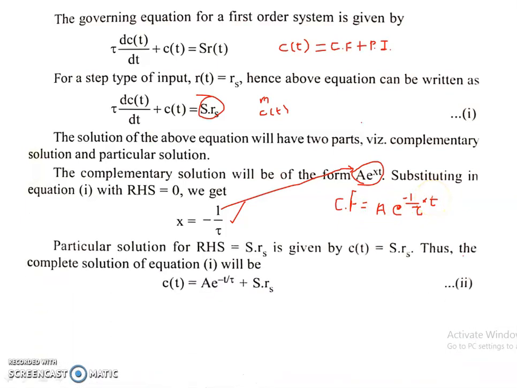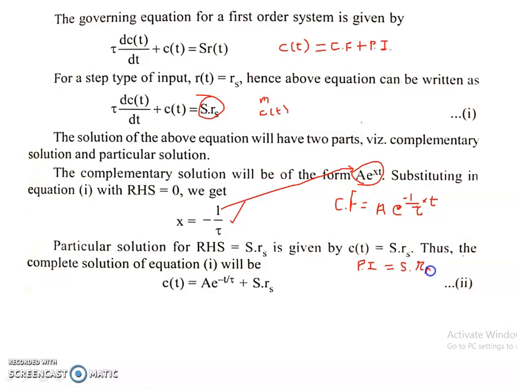Now the particular integral, or particular solution, of this type of equation is given by the right hand side. So here the right hand side is S Rs. So the particular integral Pi of this equation will be equal to S into Rs. Now we have the complementary function and we have the particular integral.